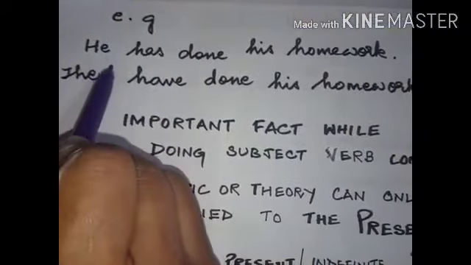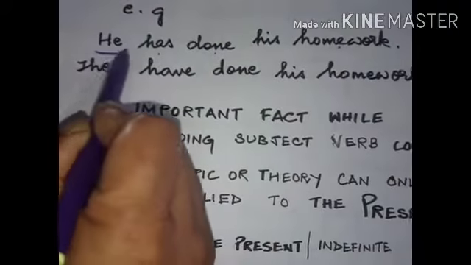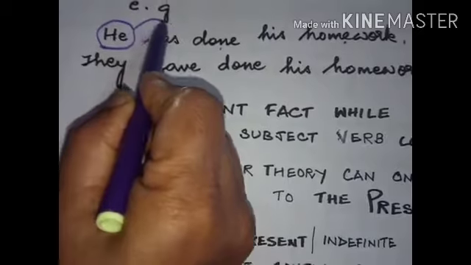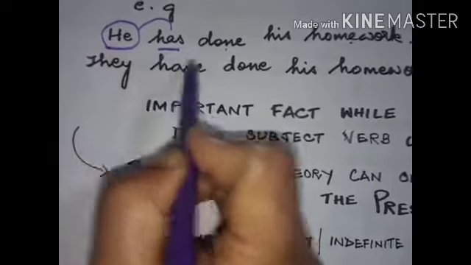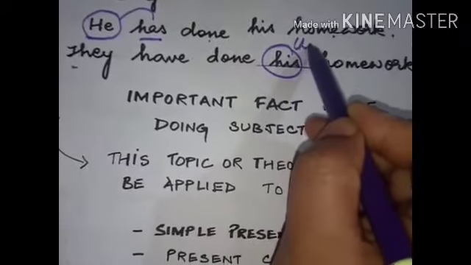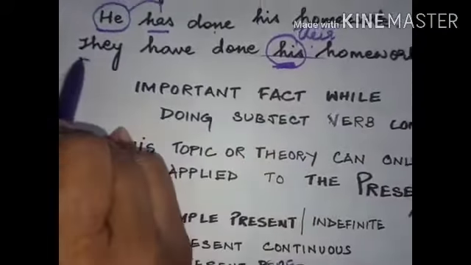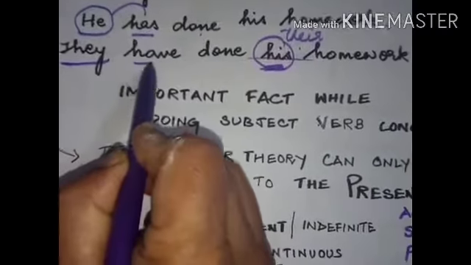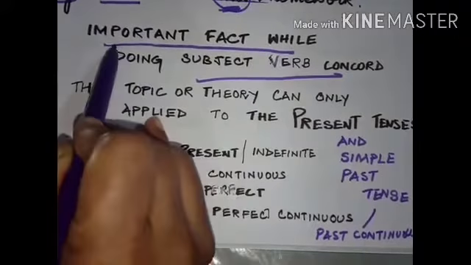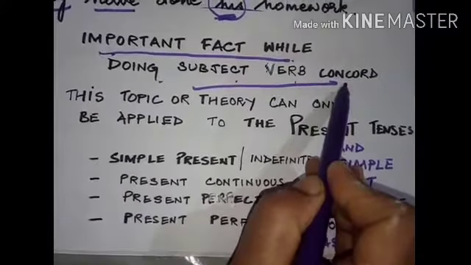Now, let's look at an example. He has done his homework. Our subject is singular, he, and so the verb also is singular. They have done their homework. Okay, their homework. It should not be his, because our subject is plural and so our verb is also plural. Now let's look at a very important fact while doing subject and verb concord.